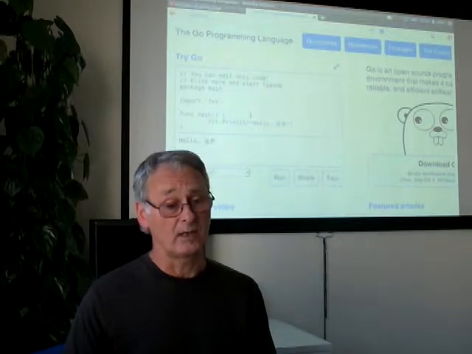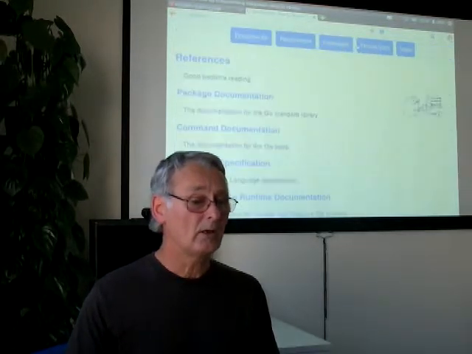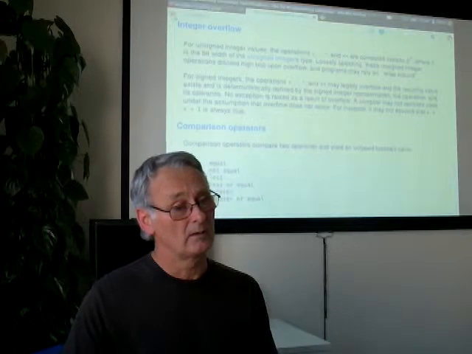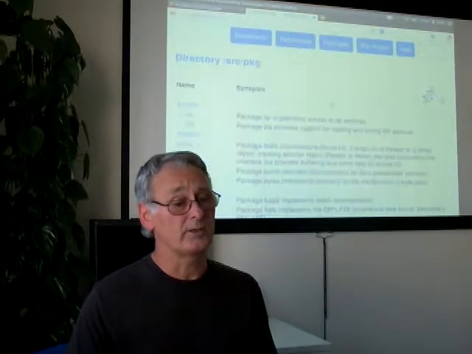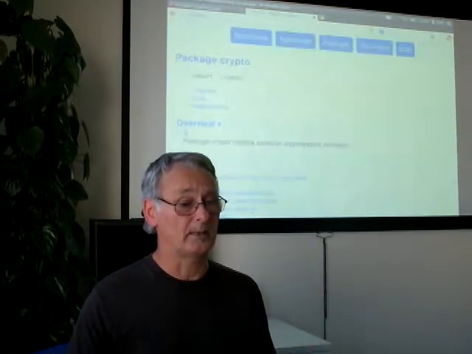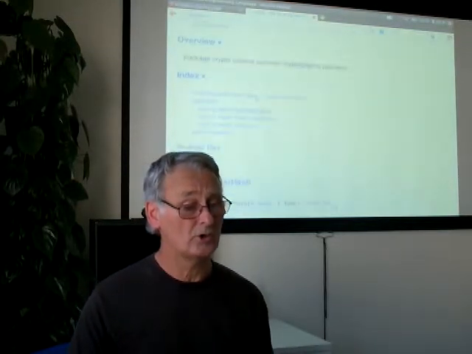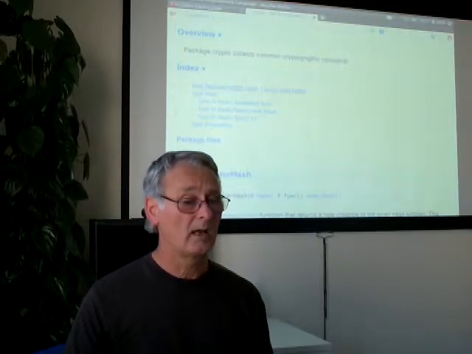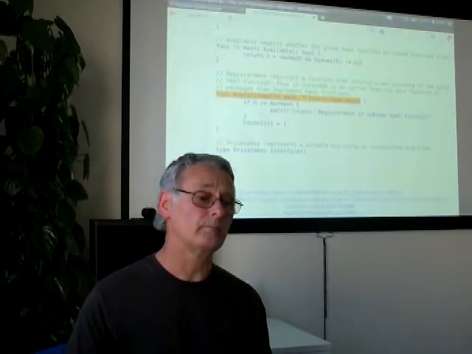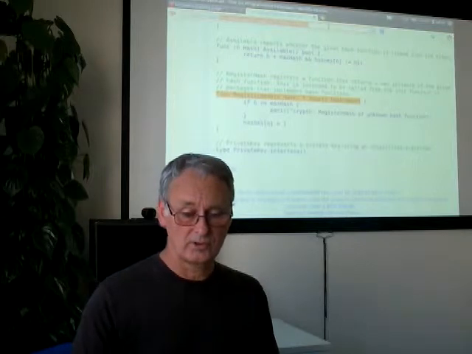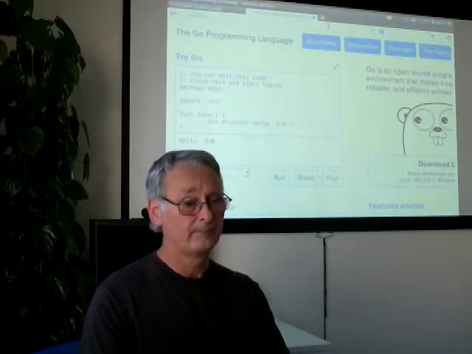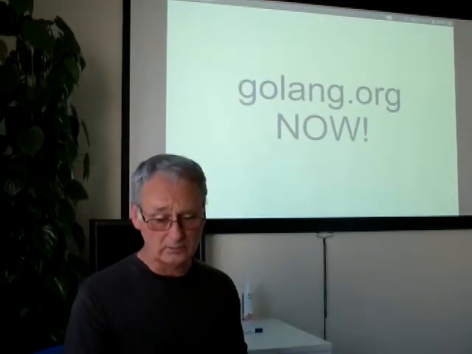You have a way of running bits of code there, but much more importantly than that, you have things like the language specification available to you. You have the packages that are available to you. So, for instance, what do you want to have a look at? A crypto package. So here's documentation on a crypto package. This is the interface to it. And there's the function in question. And if you wanted to look at the source, you could do. So that is just one of many tools. And sadly, I won't have time to talk about the tools very much today. I strongly recommend that you go and have a look at golang.org.